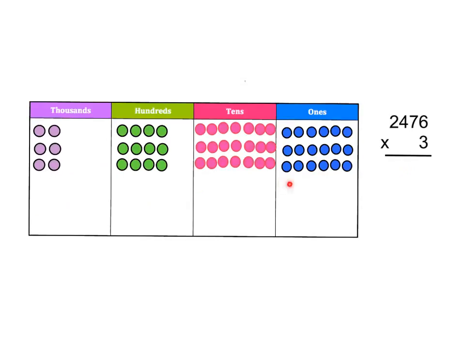Starting in the ones place, I have 6 groups of 3, which I know is 18. But I know that I'm not allowed to have more than 9 place value chips in one location. So I'm going to have to take 10 of them and put them into the tens column. And then here I can exchange the 10 ones for a single 10. And at the same time, move my 10 over here in my work area up to the top.